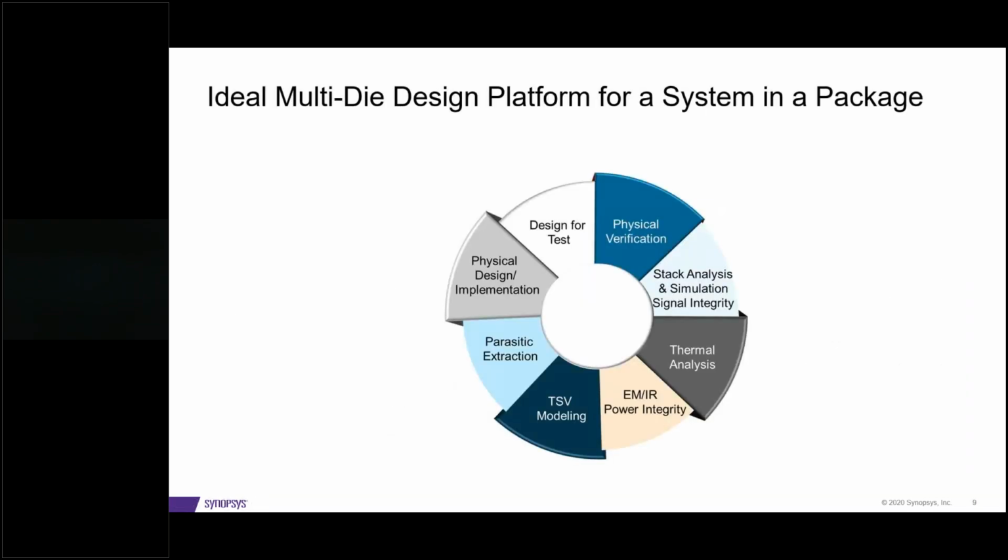So what is an ideal platform? It is a platform that allows you to do your design implementation, plan for your tests, do your verification, simulation, analysis, anything such as signal integrity, power integrity, thermal analysis, and of course, having all the extraction capabilities that you need to do in the same environment, using the same cockpit, so you don't have to learn different GUI interfaces.